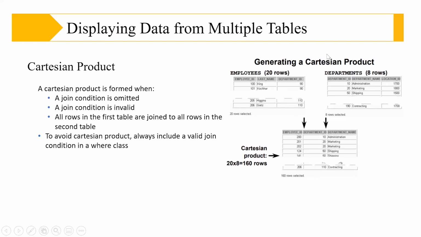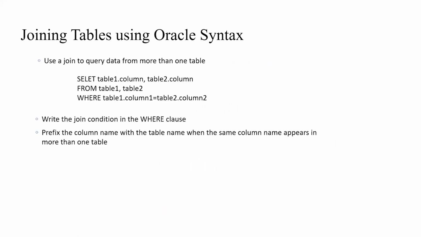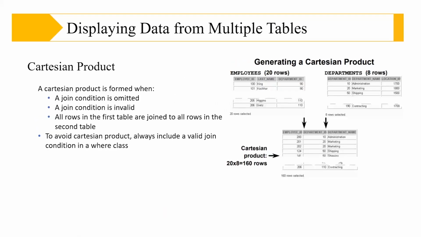So if you do a Cartesian product, then King works in administration, King works in marketing, King works in shipping, King works in contracting. In the same way, Kochhar also works in administration, marketing, shipping, contracting. So basically, the result formed says each of the employees works in each of the departments. It is wrong, right? But this is called a Cartesian product. Sometimes this is also needed. There will be some cases, though very rare, where we have to do a Cartesian product.